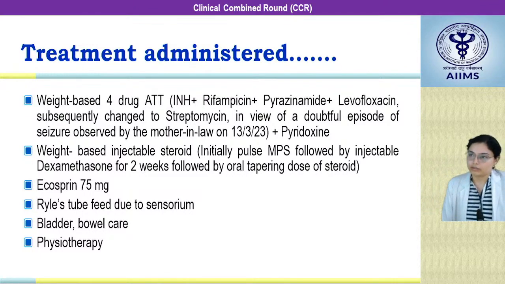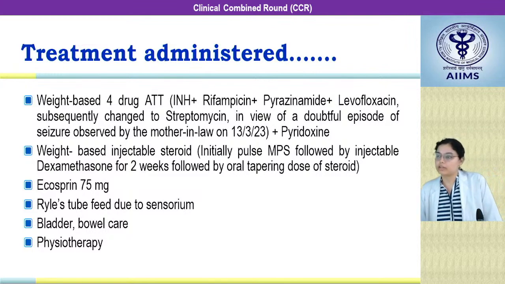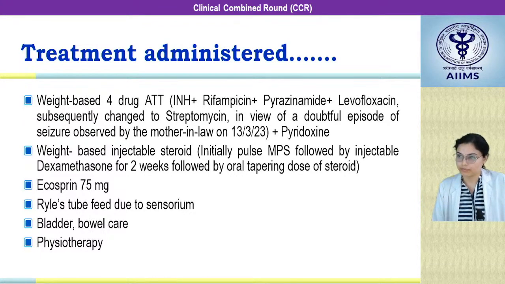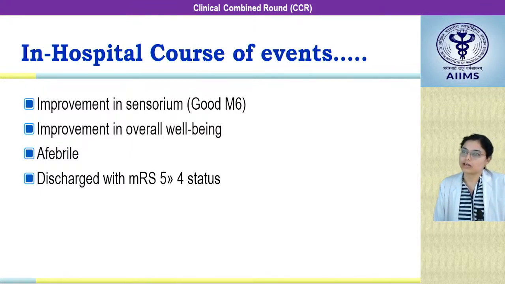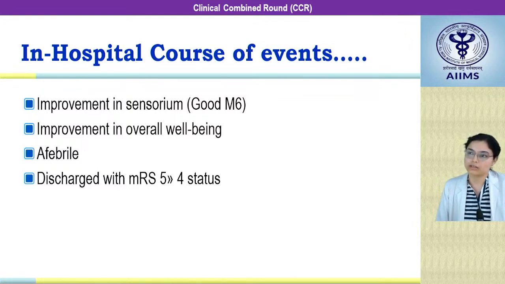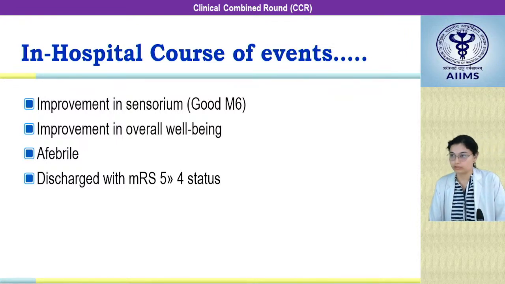Ecosprin 75 mg was also started, and she was continued on Ryles tube feed due to the dip in sensorium which she had, and subsequent physiotherapy was continued. She was discharged after a 2-week stay with us, and her sensorium had improved to good M6, and her fever had subsided, and she was discharged with mRS 4 status.